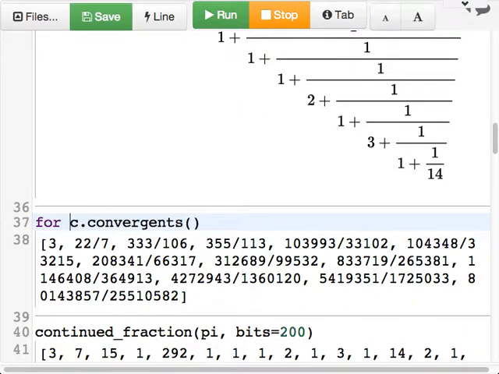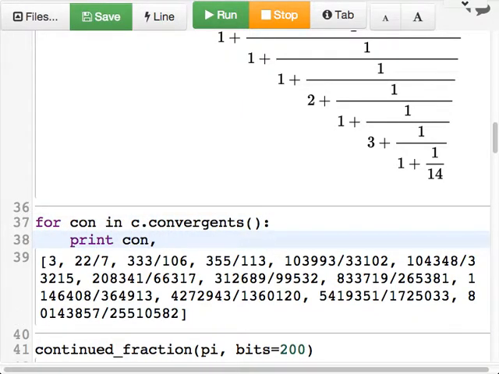Actually, just for fun, let's look at what they are in decimal. So print out the rational number, and then I'll print out its decimal expansion to, say, 300 bits of precision.